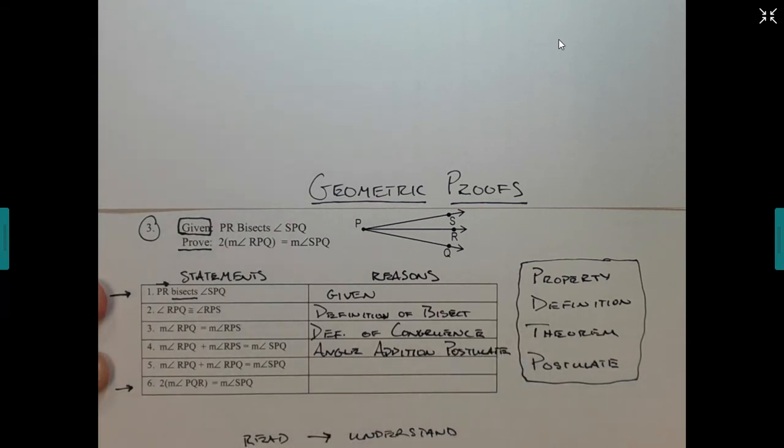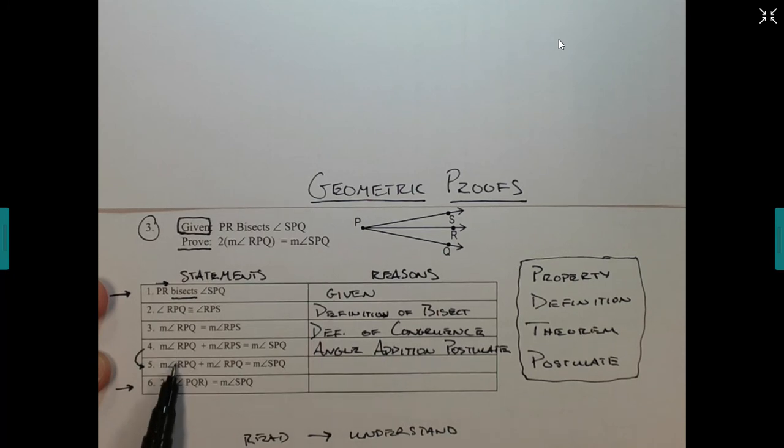Now here's where this gets good. Step 4, man, changing step 4 into step 5, they look almost the same. You got to say, well, what changed? They still got RPQ, that didn't change. They still got SPQ over here, but angle RPS, they changed it into RPQ. And you want to think in your head, should they be allowed to do that? And the answer on these proofs is always yes.